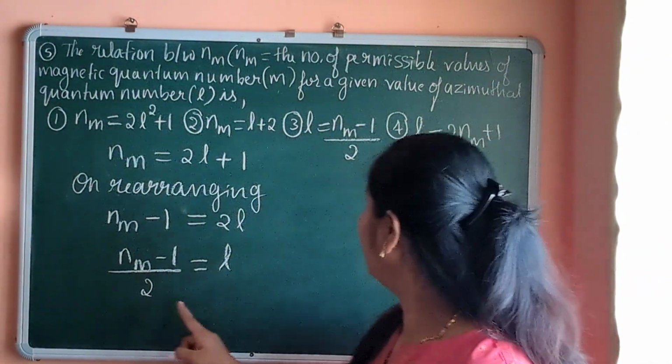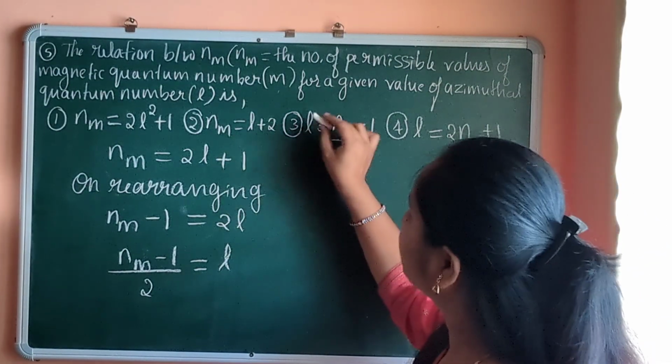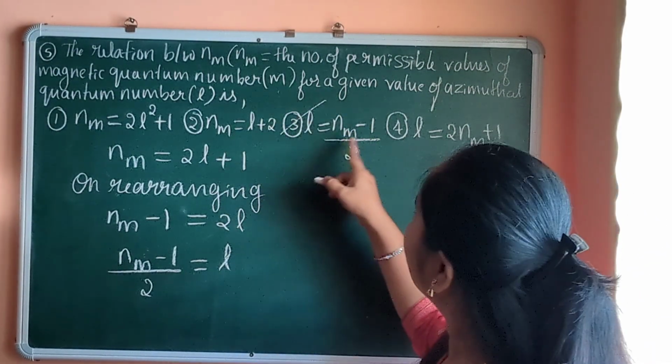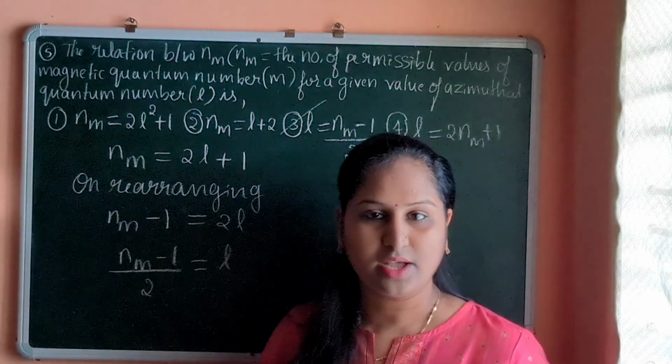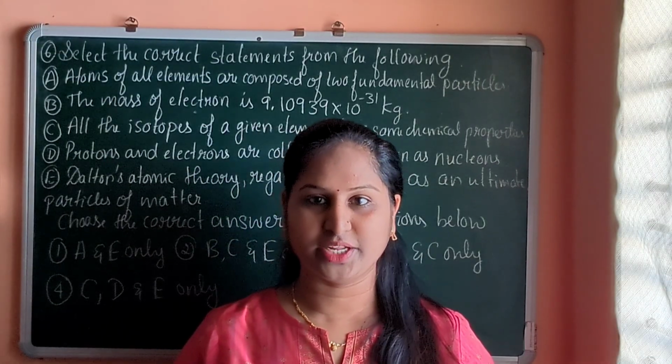So, this formula matches option number 3. So, the right answer is L equals (Nm minus 1) upon 2 for this question. This question is from NEET 2023.